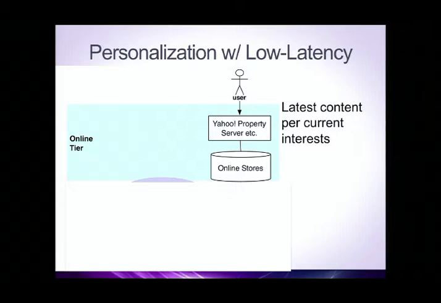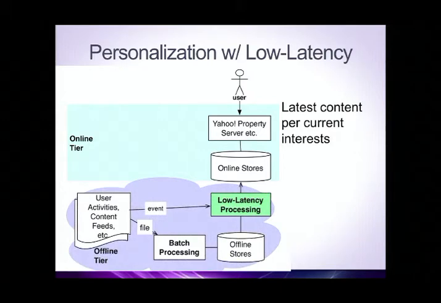Then the second area is the content. Think about breaking news. Those news items show up so quickly that you do not want to spend too much time processing that content. You want to bring the content to the user right away. So from that point of view, latency is really critical for personalization. For that purpose, in the last several months, one of our main efforts at Yahoo, in the offline tier, is the introduction of low latency processing capability.